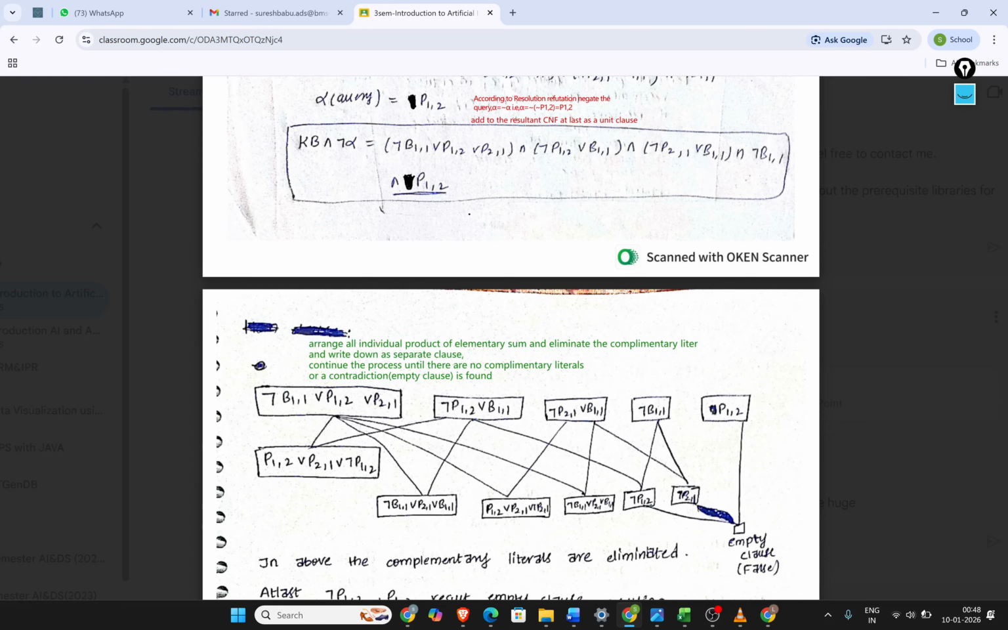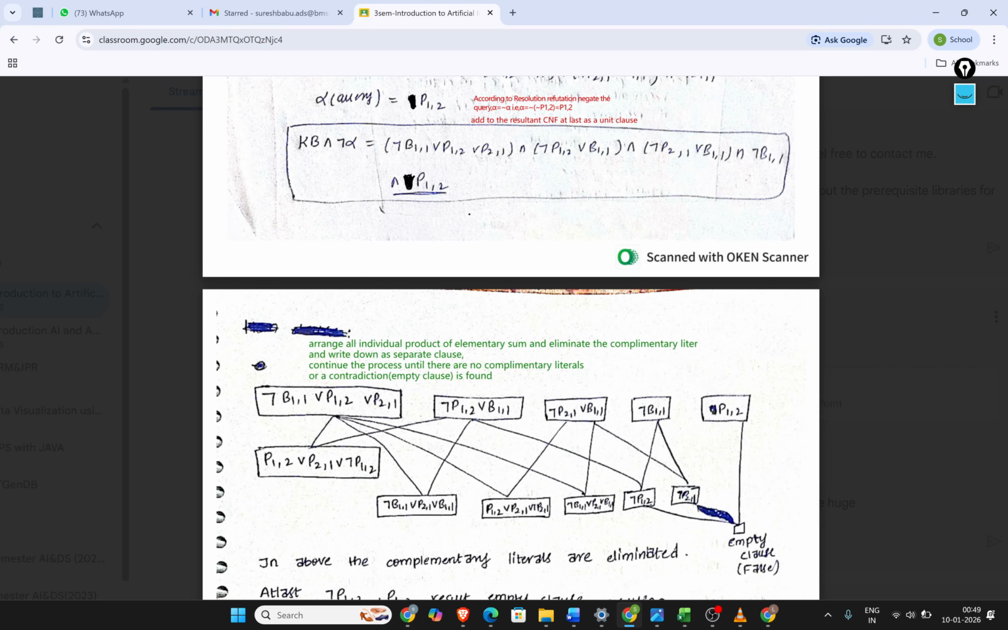After taking individual clauses one at a time, we are going to find the complementary literals. First, negation b1,1: is there any b1,1? Yes, it is there. So by combining these two, we eliminate negation b1,1 and b1,1. What remains is p1,2 and p2,1 and negation p1,1. Again, is there any combination of complementary literals? Yes, that is p1,2 and negation p1,2. If we erase this one, again we get negation b1,1 and p2,1 and b1,1. So these are the elements that we got.